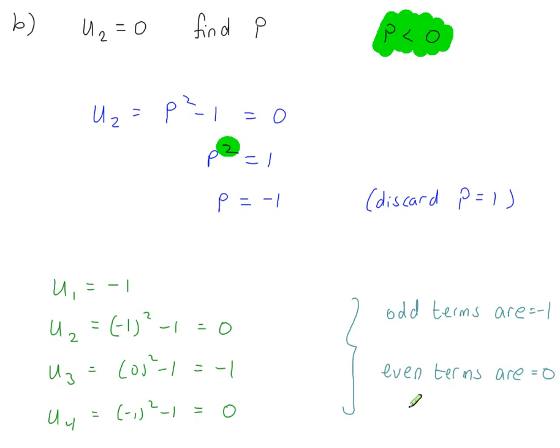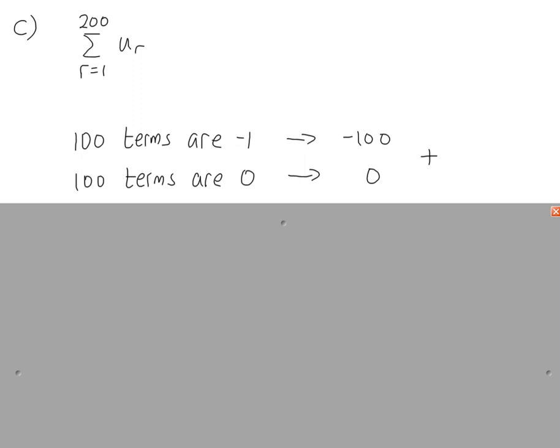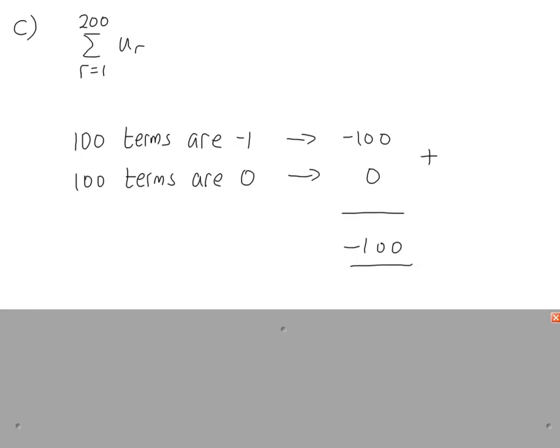So what would you get if you add the first 200 terms together of this sequence? Well, we know that half of the terms will be minus 1 and half of the terms are 0. So if you add those together, you get a sum of minus 100.